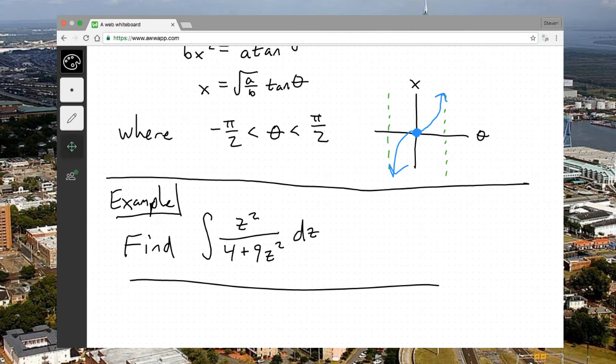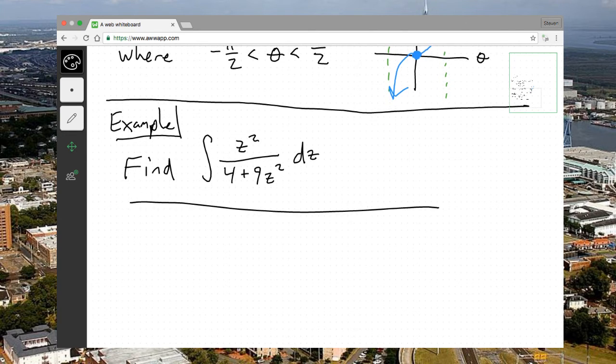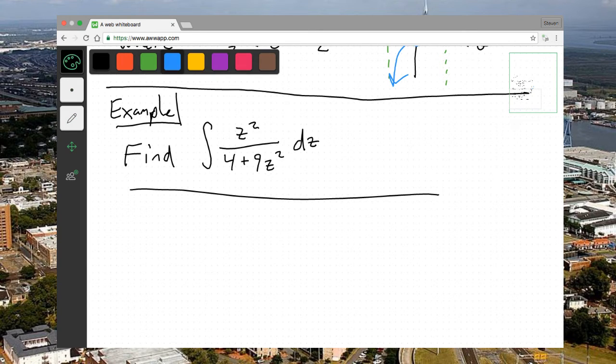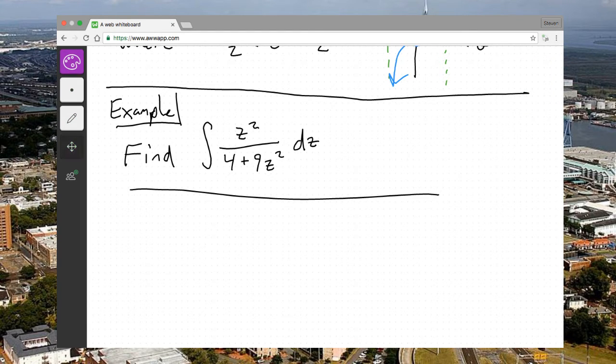Now, in order to do this particular problem, we note that the 4 plus 9z squared makes this problem difficult. We could simplify the problem by just letting the bottom equal u, but the problem would then be that I would not have the z dz term that I need on top. I have a z squared on top, and if you try a straightforward substitution, you could see that that would not work out for you. So we're going to instead use this trigonometric substitution trick.